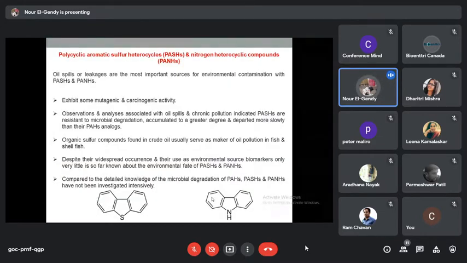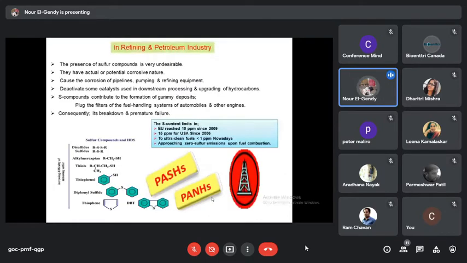Polyaromatic sulfur heterocyclic compounds and polyaromatic nitrogen heterocyclic compounds, when they get into the environment, persist for a very long period of time, so they can be used as biomarkers for oil spills or for petroleum pollution in general. In refineries, what is the problem of the presence of these sulfur and nitrogen compounds? The nitrogen compounds decrease the activity of the catalyst used for hydrocracking and desulfurization of the petroleum fractions. So it is preferable to do what's called denitrogenation before starting the desulfurization of transportation fuels or petroleum in the refinery process.